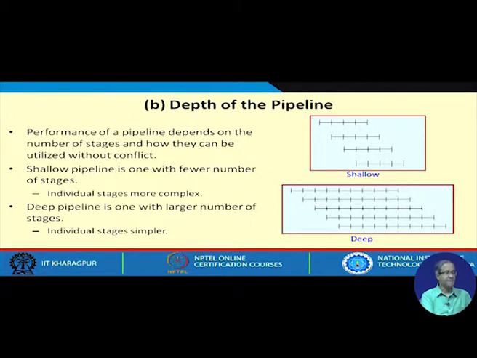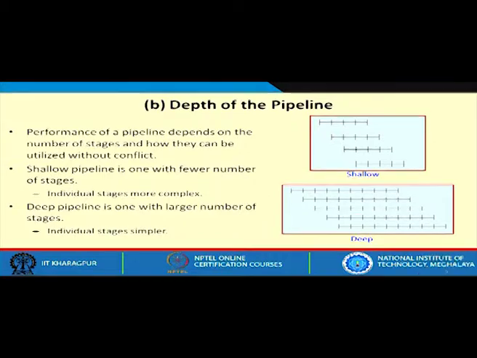Then comes the depth of the pipeline. Well, we have seen earlier, we mentioned that if there are k number of stages, then we can have a potential speed up of k. Then you can argue that why do not we then have a very large value of k, so that we can get a very large speed up. But there are some limitations to increase the value of k.